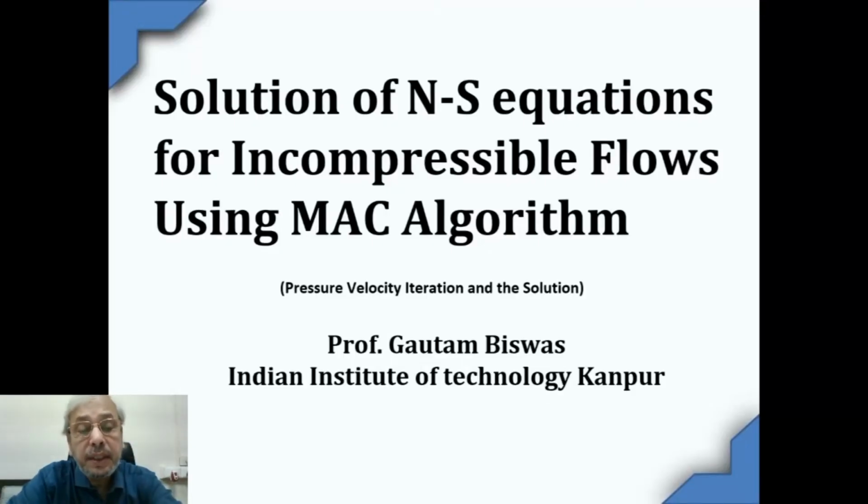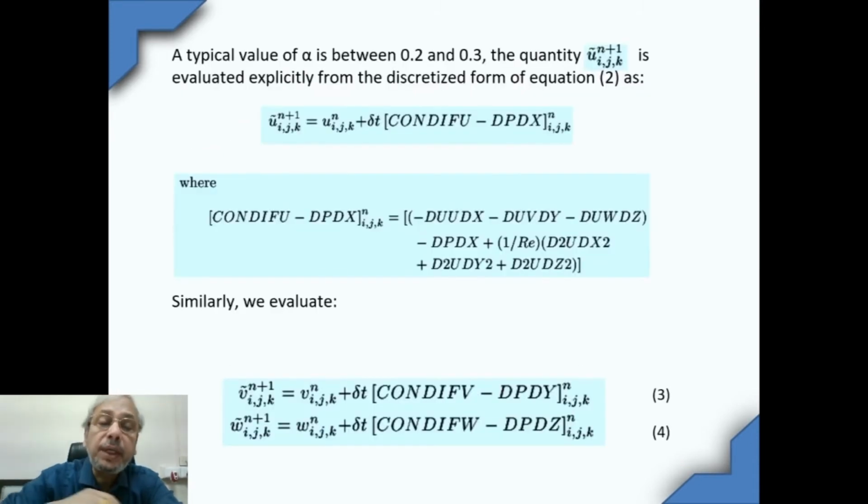Good morning, everybody. Today we will continue with the MAC algorithm, and we will start our lecture from where we finished the last lecture. If you recall, in the last lecture we discussed the advancement of the velocity components in each cell from the nth level to the level n plus 1, and these advancements are done in an explicit manner.